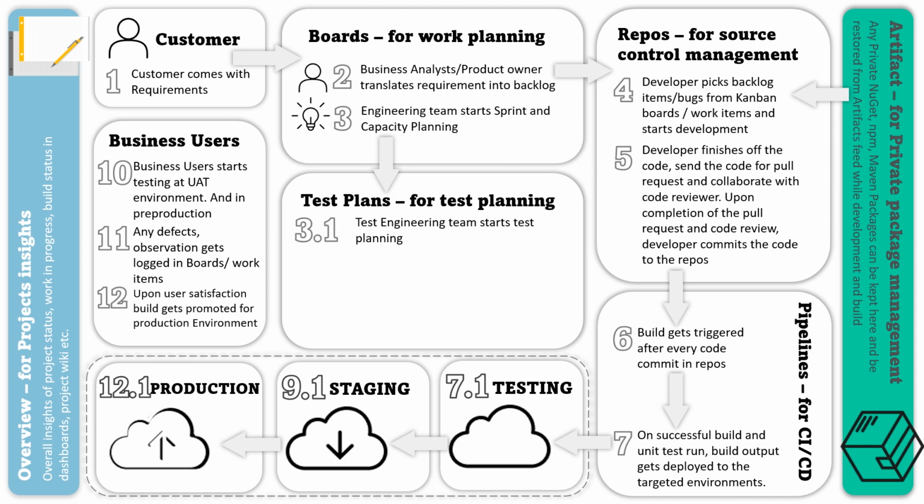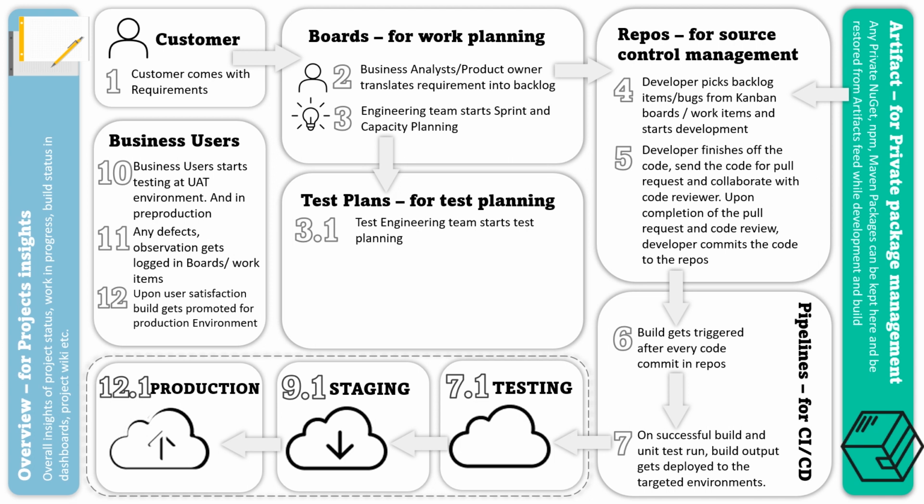On the other side, if you look at the rightmost portion of this infographic, you will find an artifact registry, a private artifact registry. Any private npm or Maven packages can be kept here and stored from the artifacts feed during development and the build process. So these are the primary requirements: making an artifact registry so that you can publish the artifacts there.